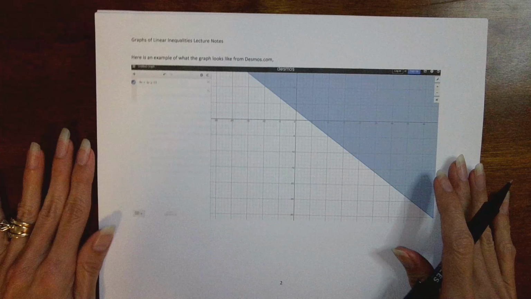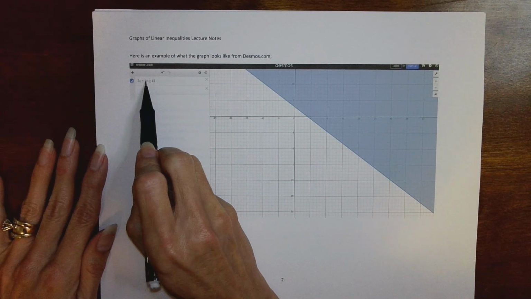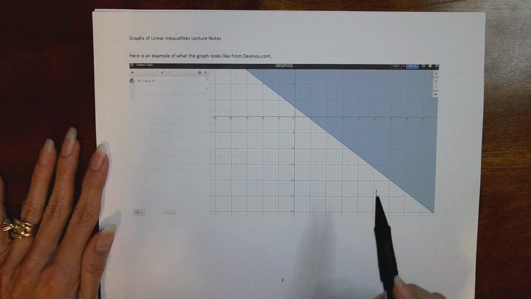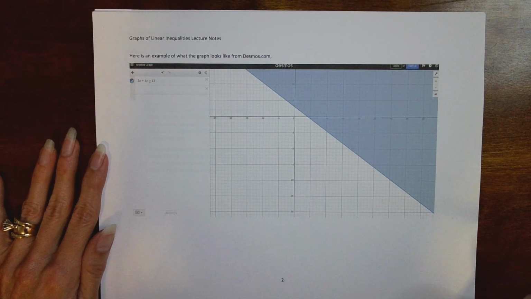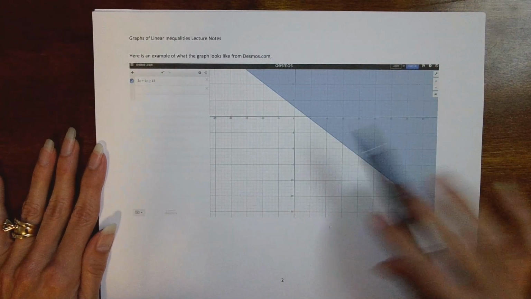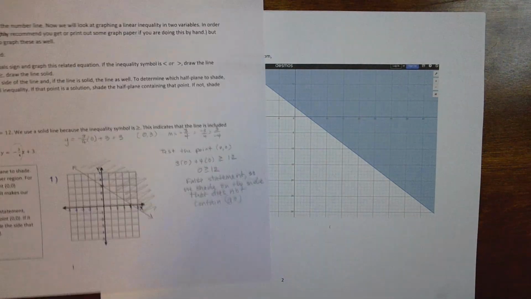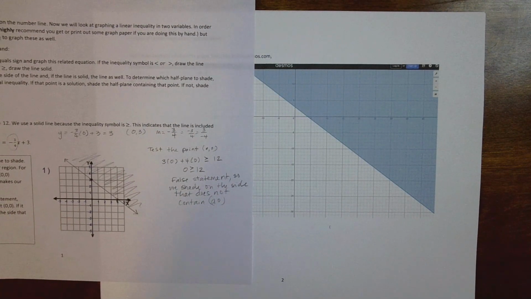So when I type it into Desmos.com, I did the 3x plus 4y greater than or equal to 12, and I hit enter. It gave me this beautiful graph here: solid line, everything shaded to the right, which is a nicer version of what we did by hand.